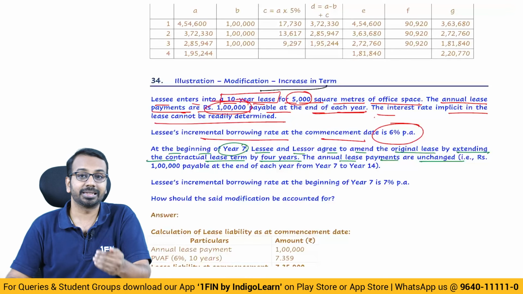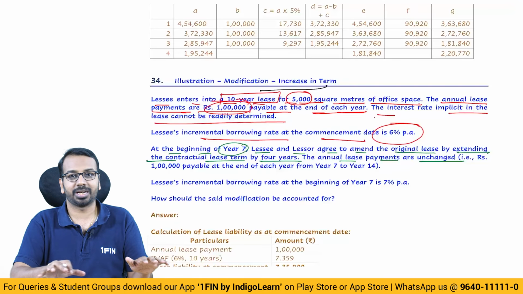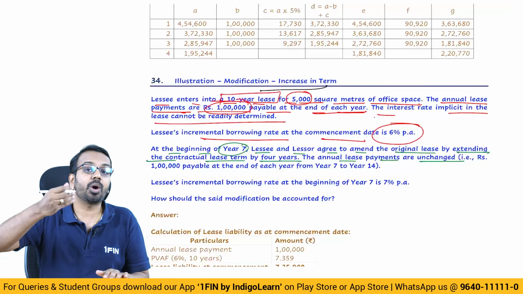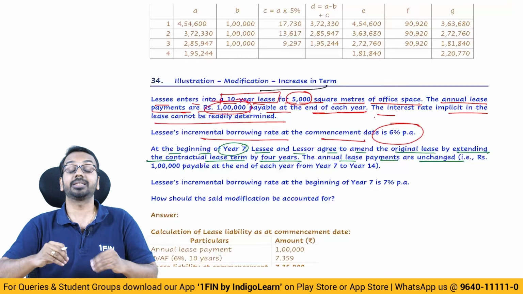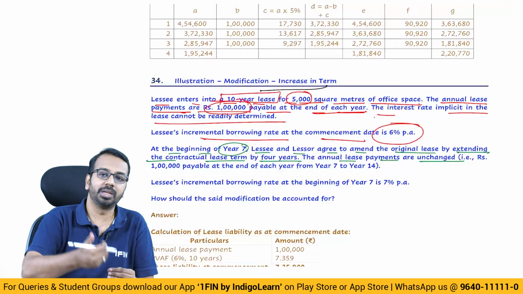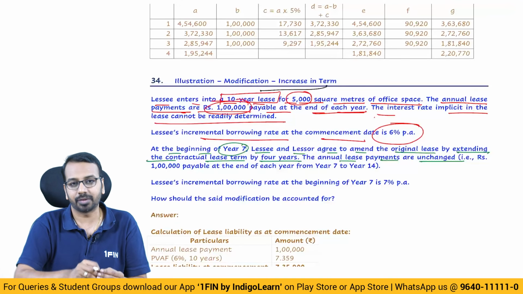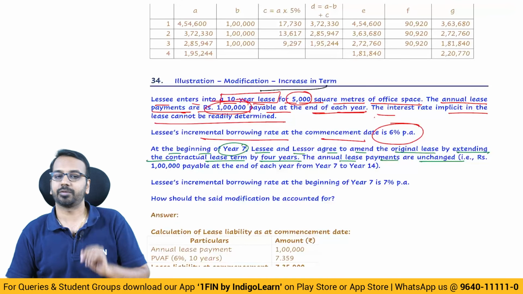Now, whenever there is an increase, which category does it fall into? Is there a reduction in scope? There is no reduction in scope. There is an increase. Is there a new ROU asset coming up? No. It is a term being increased. So, in that case, what you will do? You will compute the new lease liability and whatever are the changes or whatever is the difference will be adjusted to right of use asset.